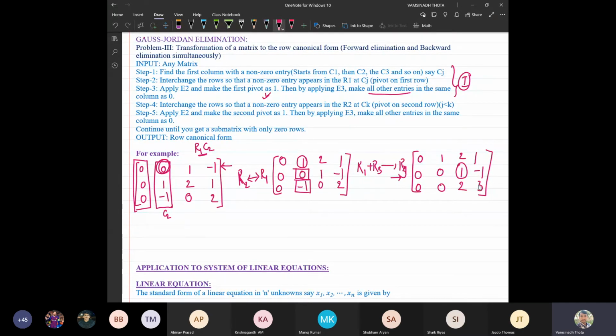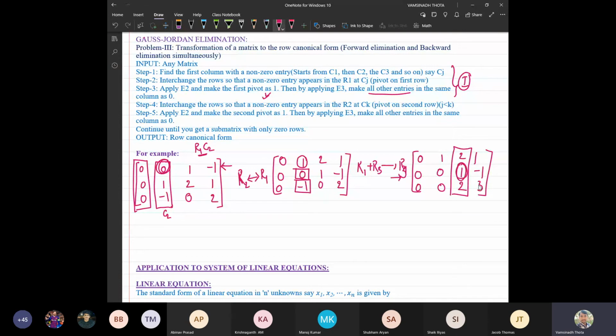Now what we need to do is make all other entries 0. All other entries, whether below the pivot element or above the pivot element, doesn't matter. Both should be done together. So in this column, this is the pivot entry, and the remaining entries should become 0.